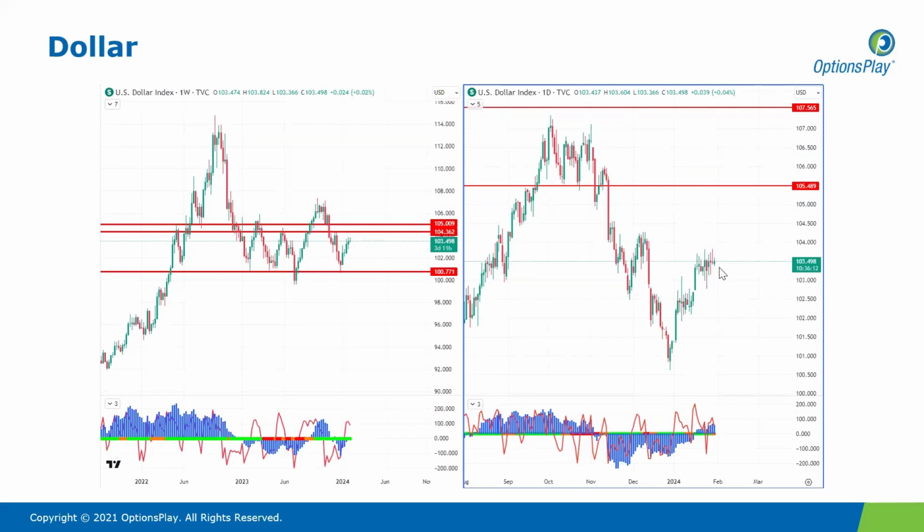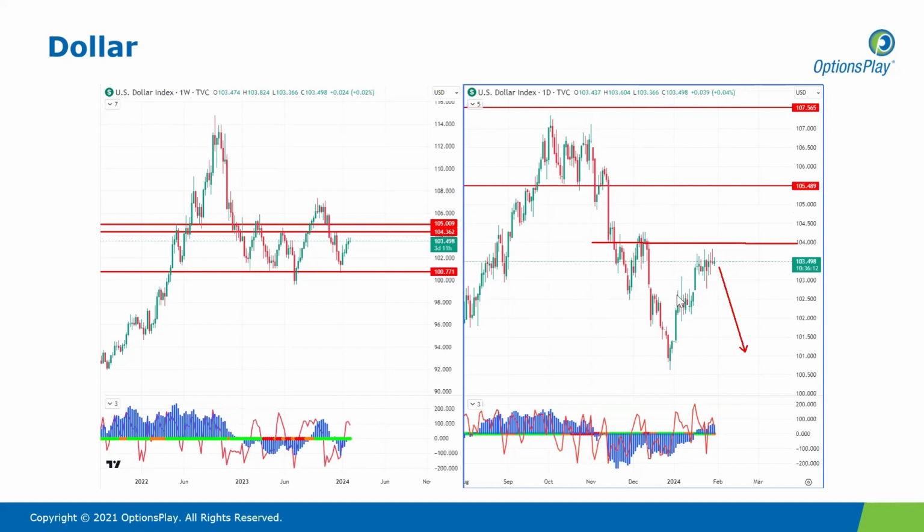And if yields move lower, we could very well see the dollar weaken and continue lower. But the next key level of resistance is also at 104. So I don't expect to see too much upside here for the US dollar. But again, very dependent on yields. If yields do manage to stay elevated, we could see further consolidation. And if yields manage to move higher, we could see price testing this 104 level for the US dollar.